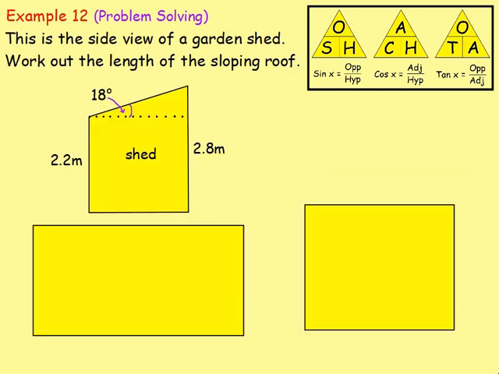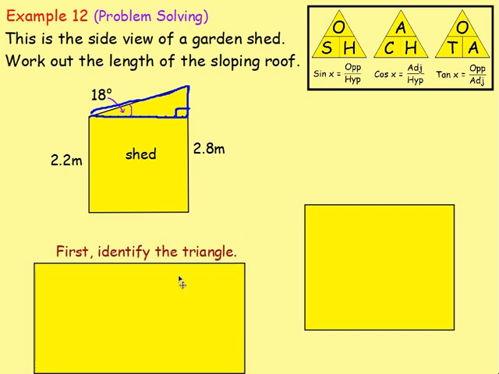Example 12. This is the side view of a garden shed. Work out the length of the sloping roof. So, how do we do that? Well, you can see the roof is really a right-angled triangle. So the best way to do it is to isolate your triangle. First of all, isolate or identify your triangle.